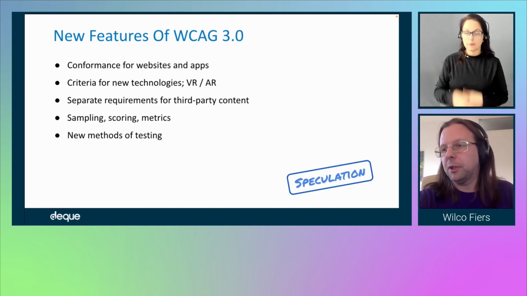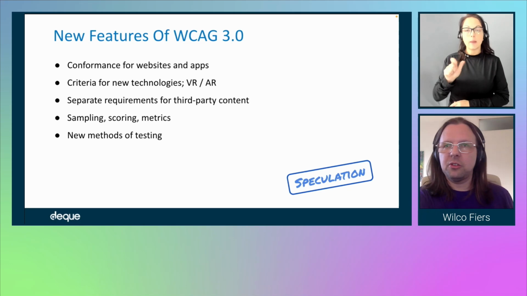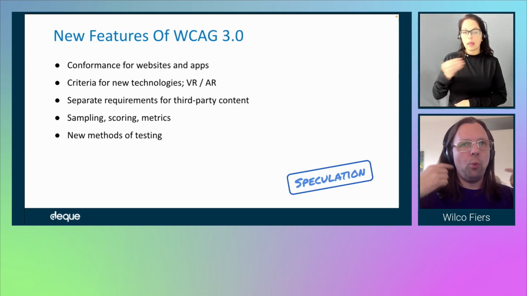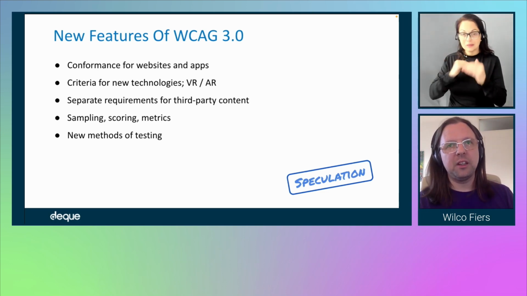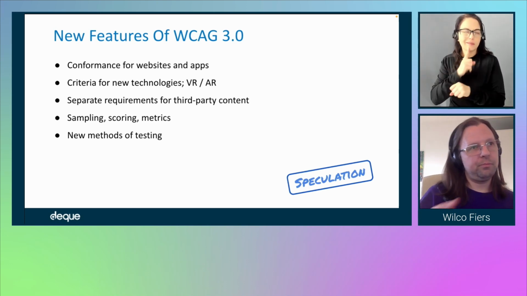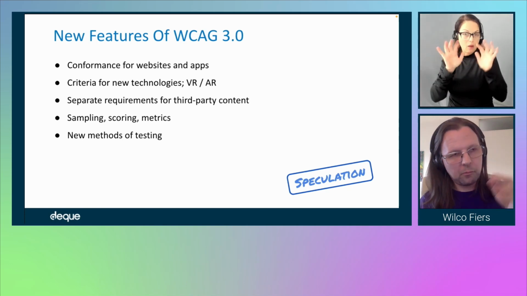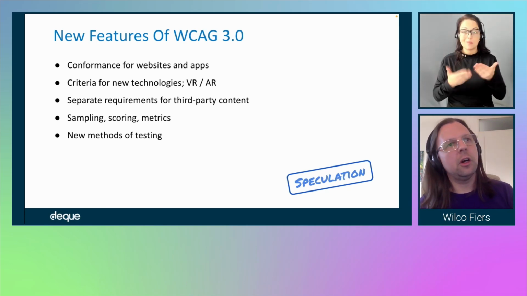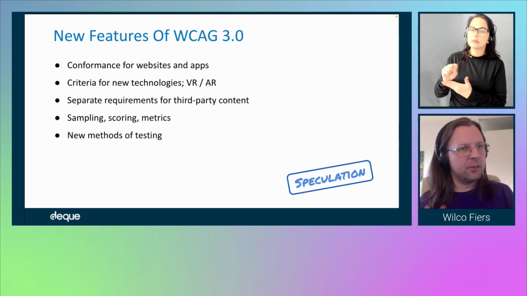So if you are Gmail and you're presenting somebody else's email, which you had nothing to do with writing, what are the things you need to do to make sure that's still reasonably accessible, even though you didn't write any of the content? That's something you might see in third-party requirements. There might be sampling, scoring, metrics, and we are looking at new methods of testing.